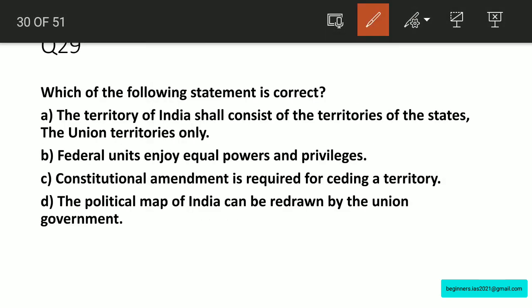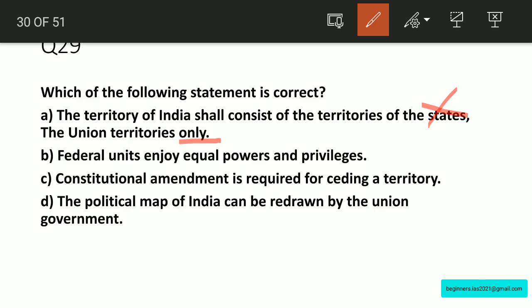Which of the following statements is correct? The territory of India shall consist of the territories of the states, union territories only. No, that is wrong. And why is it wrong? Since the territory of India shall consist of the territories of the states, union territories, and also any territory that may be acquired in future. Here it is given as only. Therefore, it is wrong.